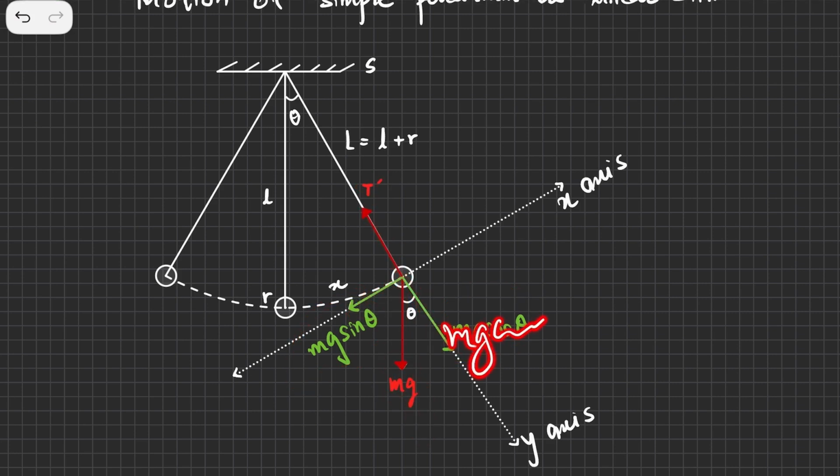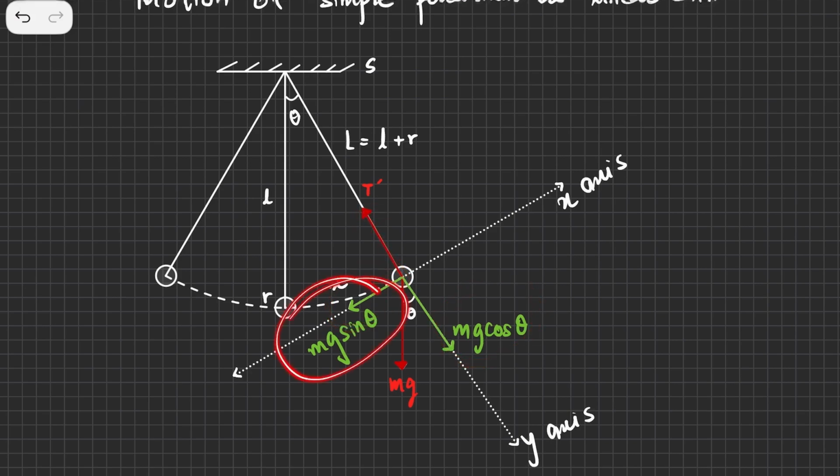So this is mg cos theta, and mg sin theta is the opposite side, which I am not drawing over here, I am just drawing it over here. So that is mg sin theta. So mg sin theta is the restoring force, and mg cos theta is actually balancing the tension.